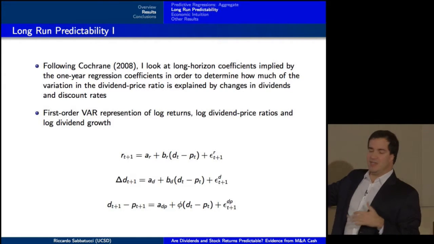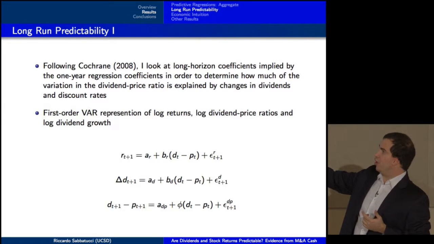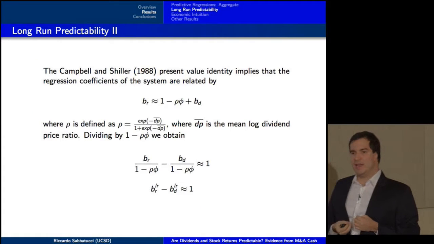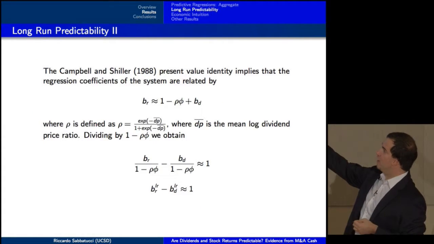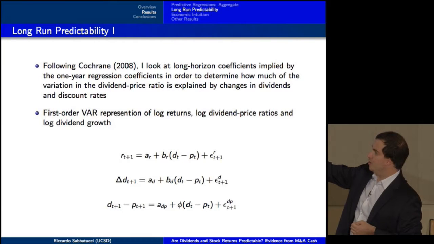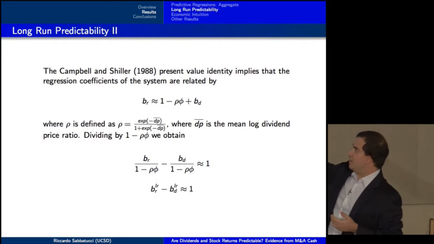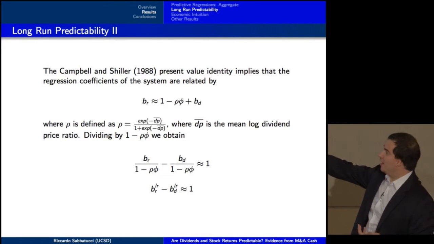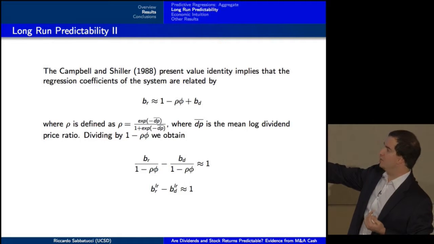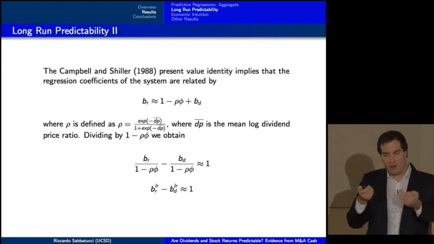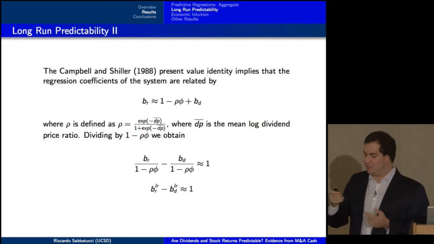So what I do, I define a first order VAR representation of log returns, log dividend growth, and log dividend price ratio. And by the Campbell and Shiller decomposition, we know that the coefficients b_R, b_D, and phi are related by this approximate identity. Standardizing, dividing by 1 minus rho times phi, we get to this part. B long run R, I will show you what it means later, minus B long run D is approximately equal to 1.